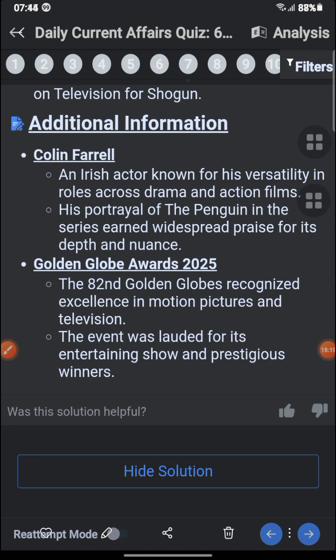Okay, now next is, Colin Farrell is an Irish actor known for his versatility in roles across drama. The 82nd Golden Globes recognized excellence in motion picture and television. The event was lauded for its entertaining show.